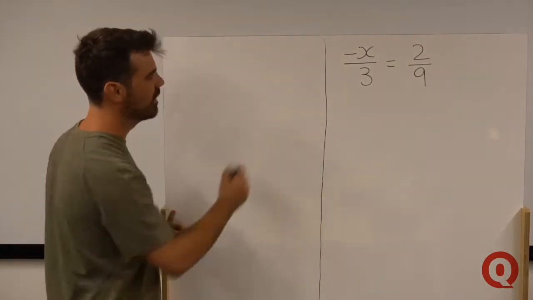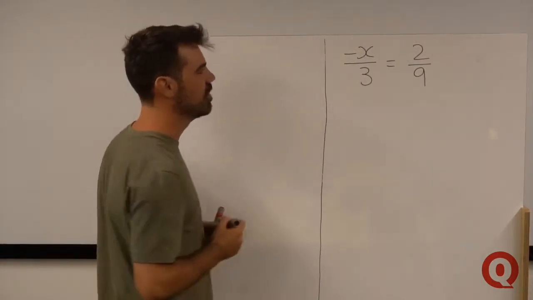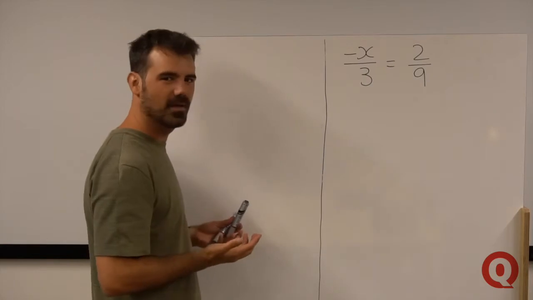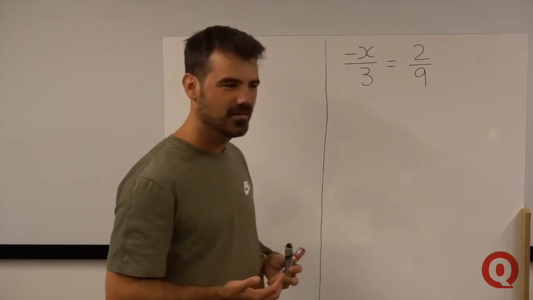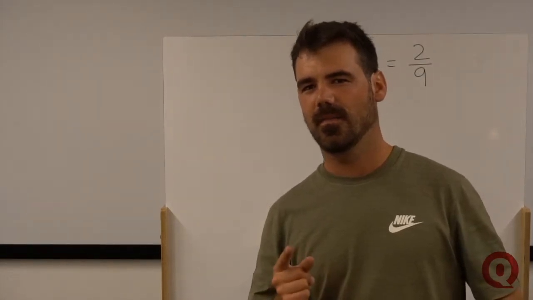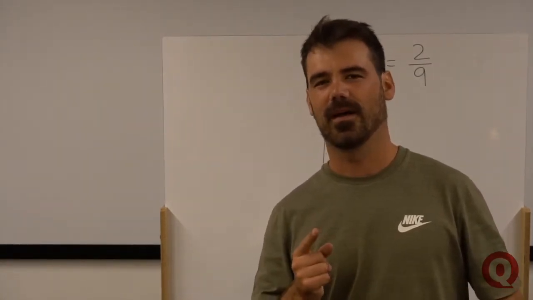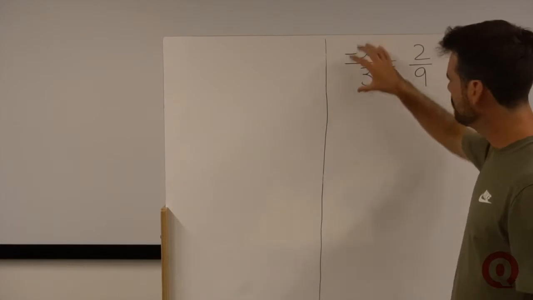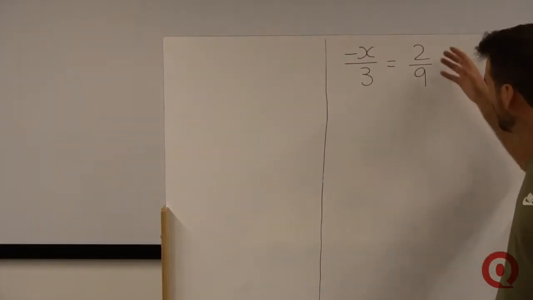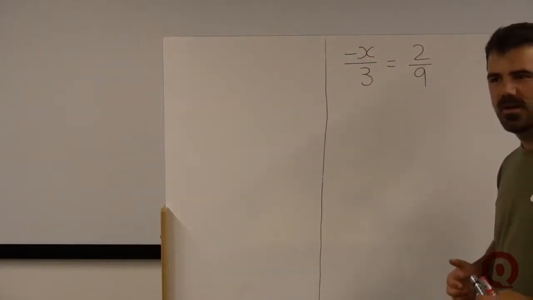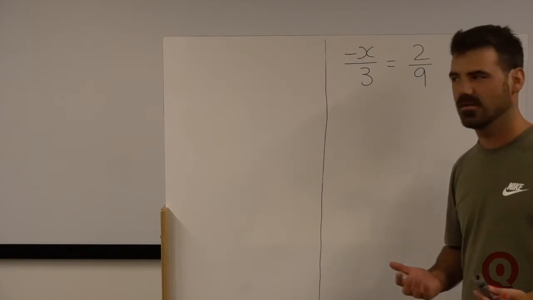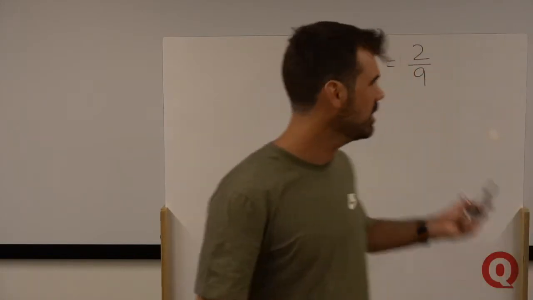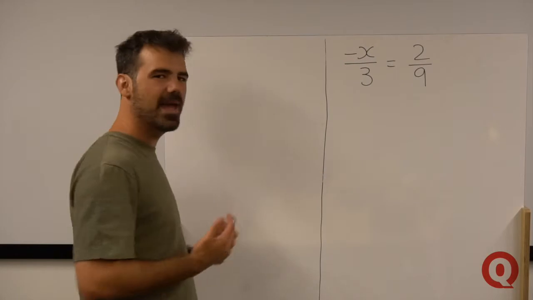Now, I've got negative x over 3 is equal to 2 over 9. How am I going to solve this? I've never seen something like this before. But then I remember, this is a fraction. And so is this. I know how to deal with fractions, so why should I not be able to deal with these? And I know I can only compare apples with apples.